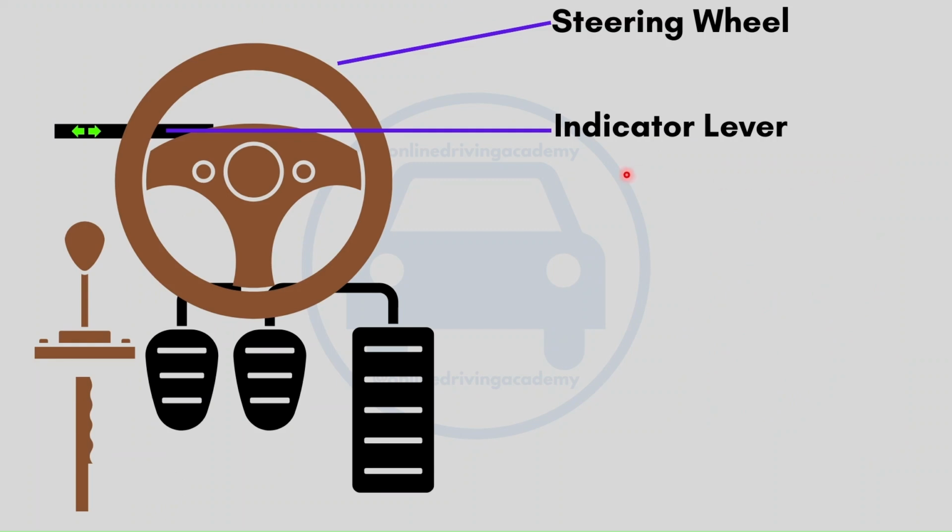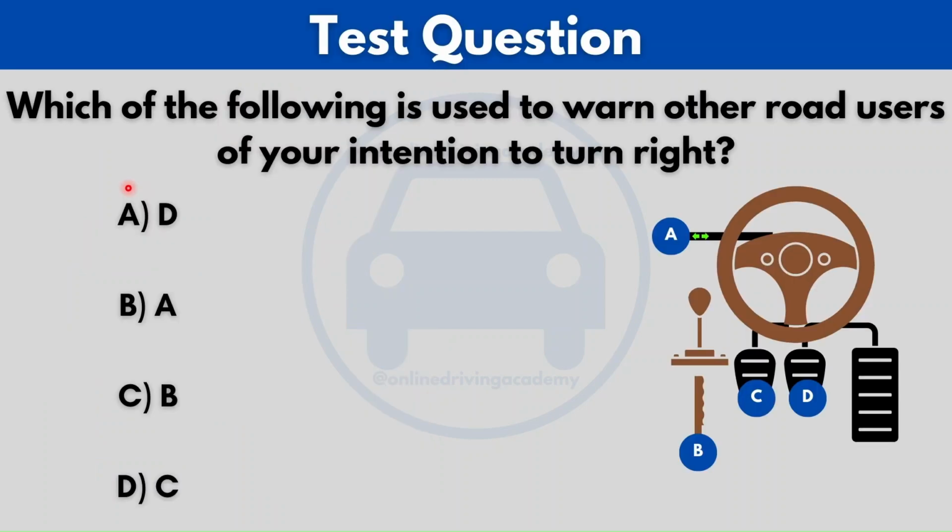So our next control that we are looking at will be your indicator lever. Remember, your indicator is used to warn other road users of your intention to turn. So if you intend on turning left, then you put your left indicator on. And if the other road users see that, then they will know to stay out of your way as you are turning left. So the question that they could ask you in this section would be, which of the following is used to warn other road users of your intention to turn right?